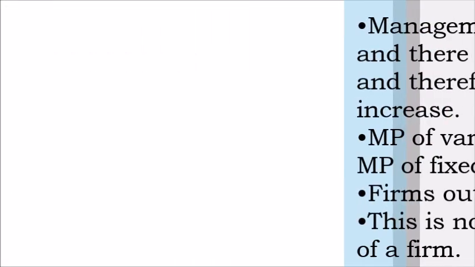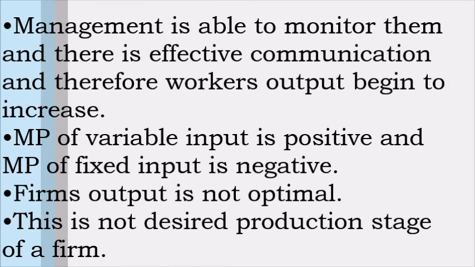Also, management is able to monitor them and there is effective communication, and therefore workers' output levels begin to increase. The marginal product of labor is positive. However, the marginal product of the fixed factor, land, is negative. It simply means much of land is used in the production process compared to workers who are just few for now. Since the MP of the variable input is positive and the MP of the fixed input is negative, the overall effect on output is negative.